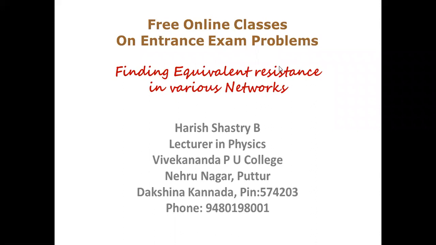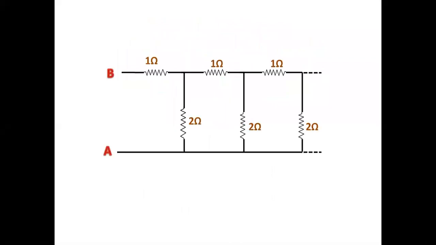Because we have already solved some 29 circuits, some simple, some complicated, on how to get the equivalent resistance of different circuits, now we will move on to the 30th one. Directly we will jump into our job. So this is the 30th circuit. You are asked to find the equivalent resistance between A and B.